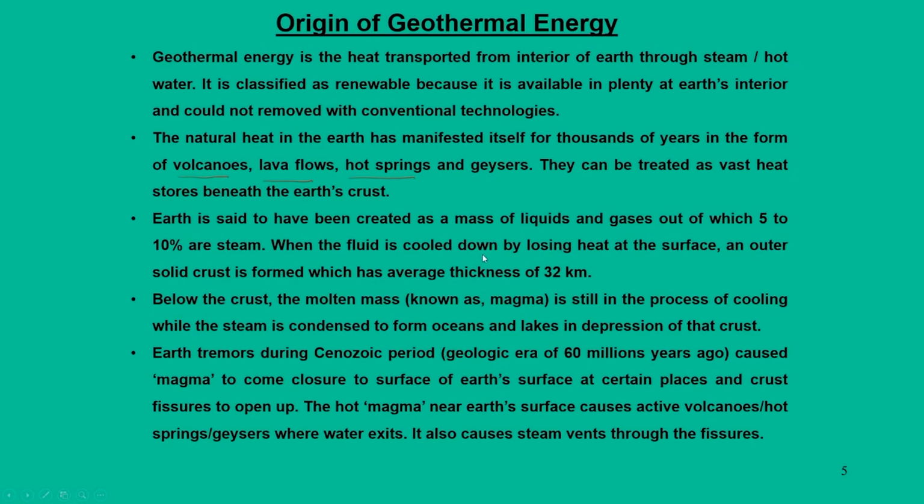Just to give some history of these resources, the earth is said to have been created from a mass of liquids and gases, out of which 5 to 10% is steam. When this fluid is cooled down by losing heat on the surface, that means when the steam tries to come out to the surface and cools down, losing heat, the outer solid crust is formed with an average thickness of 32 kilometers.